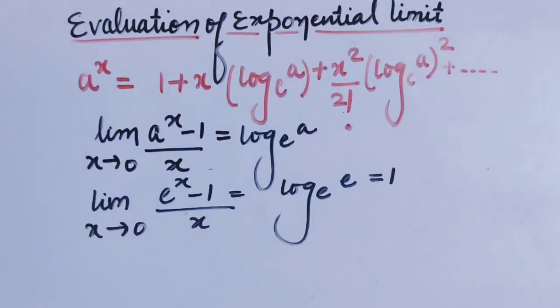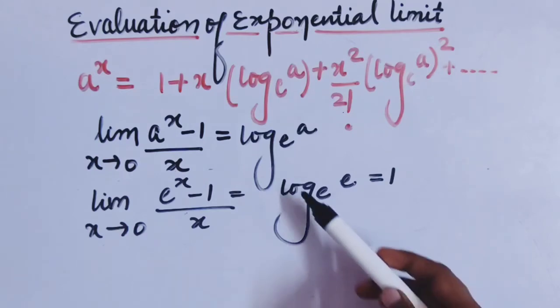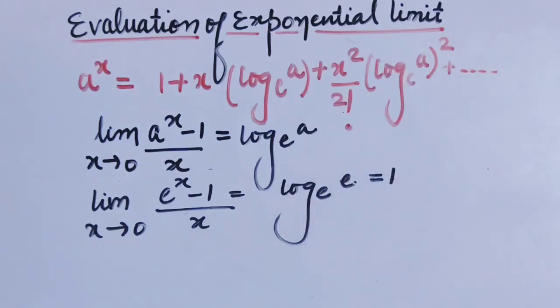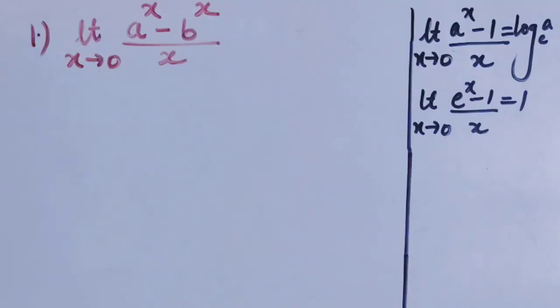Yes students, now see. We have derived that limit x tends to 0, a raised to the power x minus 1 upon x is equal to log a to the base e. In exactly the same manner, limit x tends to 0, e raised to the power x minus 1 upon x will be equal to log e to the base e, and that is equal to 1 as we know, because logarithmic and exponential functions are inverse functions of each other. So what we can say? When we solve it, we will get 1.